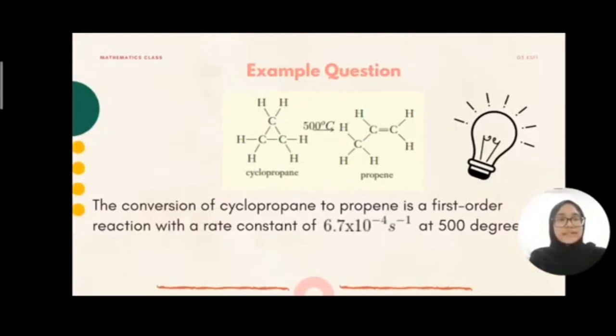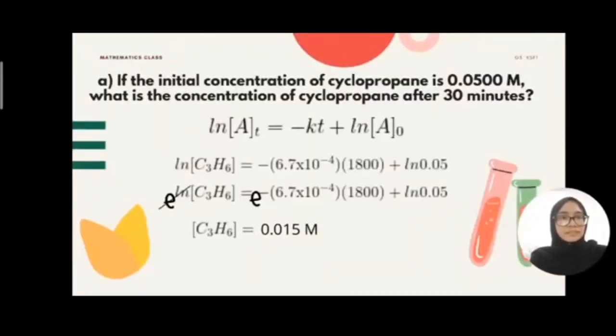So the example question for this first order reaction: the conversion of cyclopropane to propene is a first order reaction with a rate constant of 6.7 times 10 to the power of negative 4 per second at 500 degrees Celsius. If the initial concentration of cyclopropane is 0.05 molar, what is the concentration of cyclopropane after 30 minutes? So we use the formula that we have earlier, ln At equals negative kt plus ln A0. A that we have is cyclopropane C3H6. The constant value that we have is 6.7 times 10 to the power of negative 4, and t we convert 30 minutes into seconds, and we get 1800 seconds, plus ln A0, which is 0.05 molar.